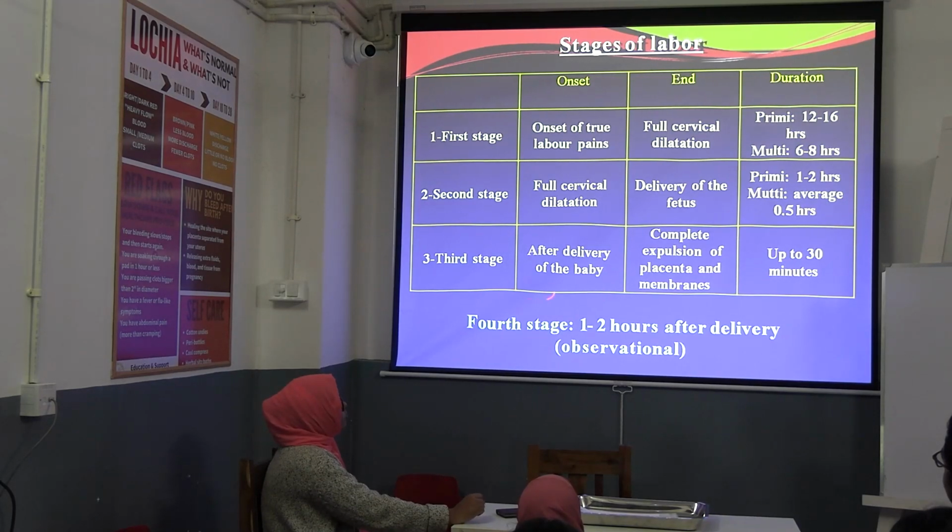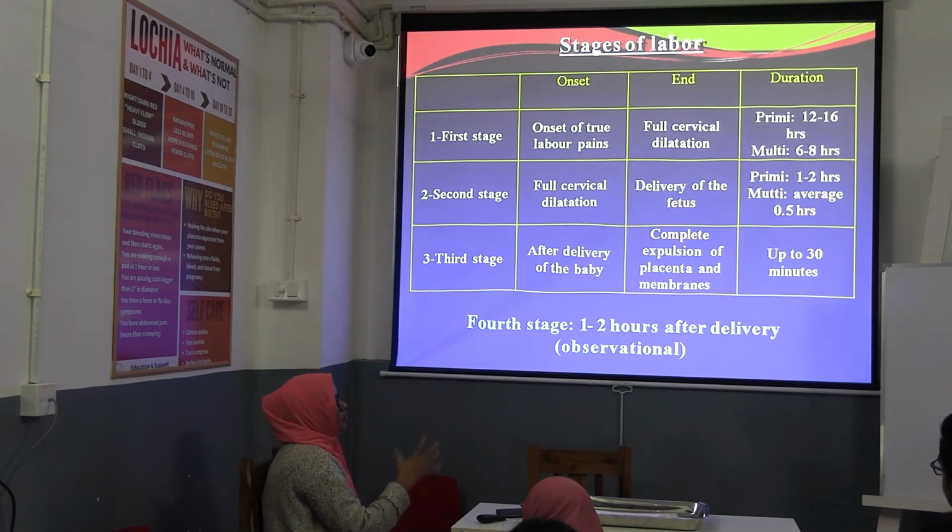Okay, and one more stage is there. The fourth stage is very important: the observational period, that is 1 to 2 hours after delivery. So we can monitor whether any PPH is occurring or not. Earlier, what we used to do, we delivered the patient and shifted her to the ward. But the important time period was lost.